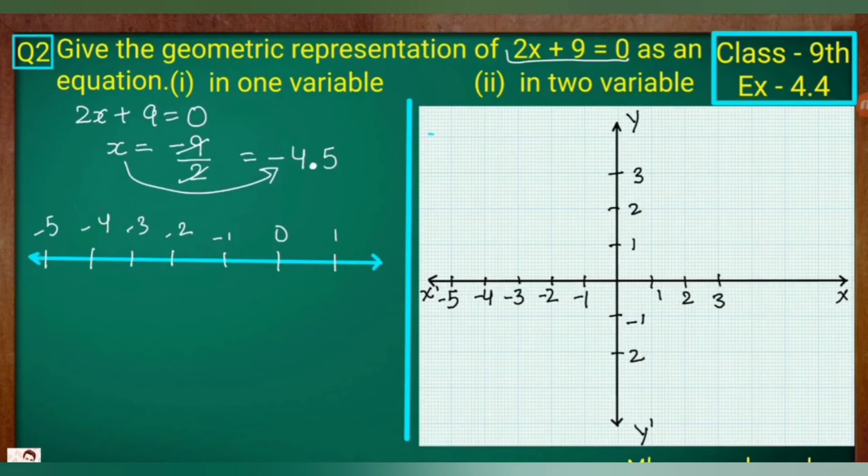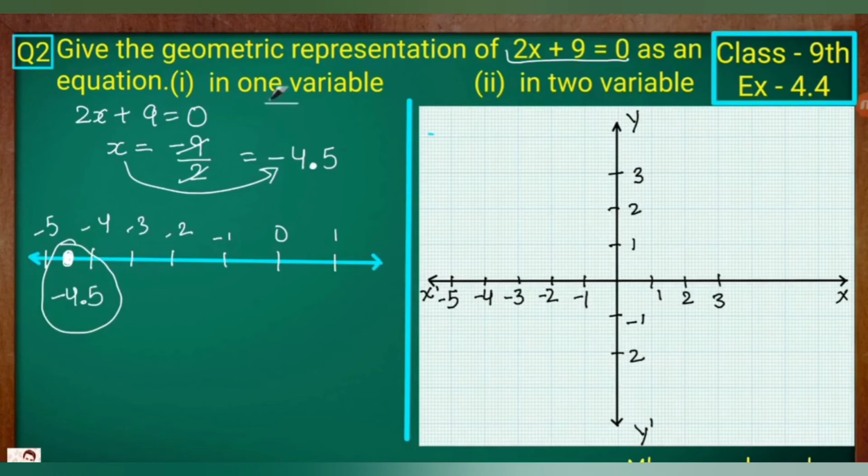Now let's point the given solution. Minus 4.5 lies between minus 5 and minus 4, is it? So our point will be here, between minus 5 and minus 4. So this is the point x equal to minus 4.5. So that's it, the first part is over.